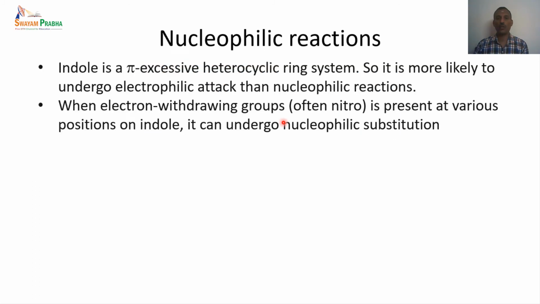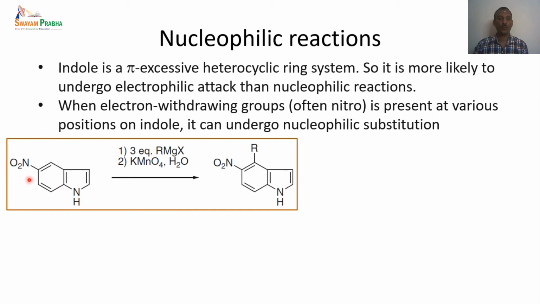Next, let us look at nucleophilic reaction. So indole is actually pi excessive heterocyclic ring system. So it is more likely to undergo electrophilic attack than the nucleophilic attack, which we already are familiar with. But it is also possible that nucleophilic substitution can happen on the indole derivative. When some electron withdrawing groups like nitro groups are present at various positions in the indole, then the nucleophilic substitution reaction is possible. The nitro group is present now on the aromatic ring, that is the benzene ring. So when there is an electron withdrawing group present, then this can actually undergo nucleophilic reaction.